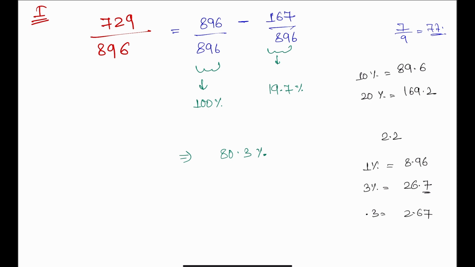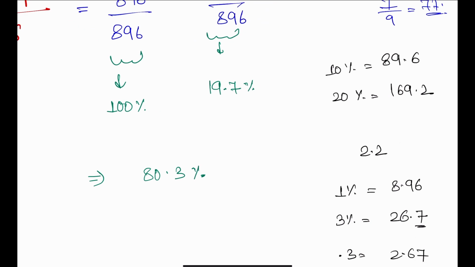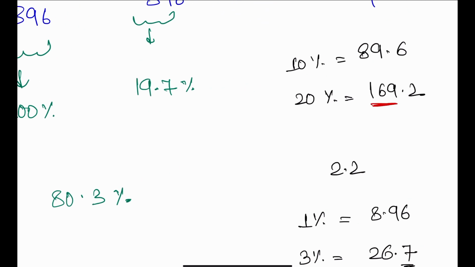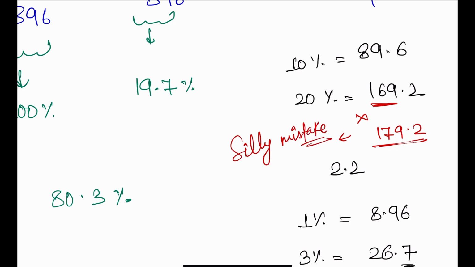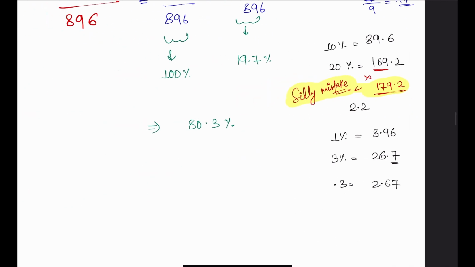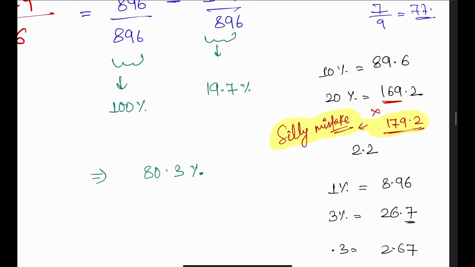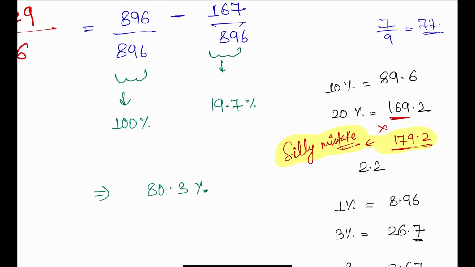So 10% is 89.6, correct? 20% is... Okay, there you go. This is my mistake. This is wrong. It is 179.2 in reality. So a silly mistake again identified, which I am very famous for. Silly mistake again, 179. So instead of going here 179, and we need only 167, how much is it more?